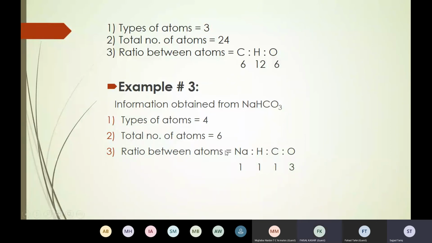Ratio between atoms, the first step is that we have to mention their symbols, which are present in the molecule. Sodium is there, hydrogen, carbon and oxygen. We put the symbol of ratio between them. Now we mention sodium, how much, 1. Hydrogen how much is there, 1. Carbon, check it there, how much is 1. Check the oxygen, how much is 3. Just mention 3. So this is the way to get the information obtained from the molecule.